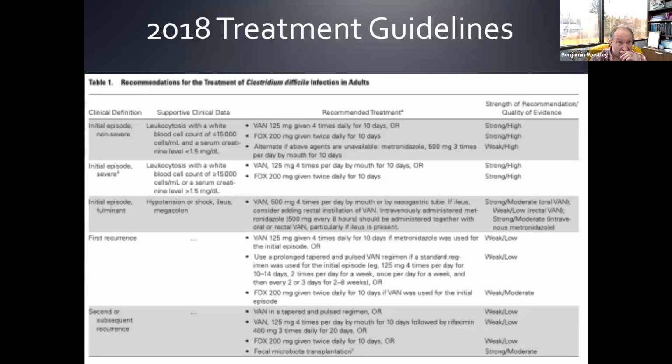So let's look at treatment guidelines. These are from the IDSA in 2018. I'm not going to belabor all these points, but basically the guidelines stated that vancomycin or fidaxomicin were appropriate for initial treatment, except for fulminant disease, where vancomycin plus metronidazole is the drug. And then for recurrences, vancomycin with tapers or fidaxomicin were considered appropriate, which we'll talk about in an update in a moment.